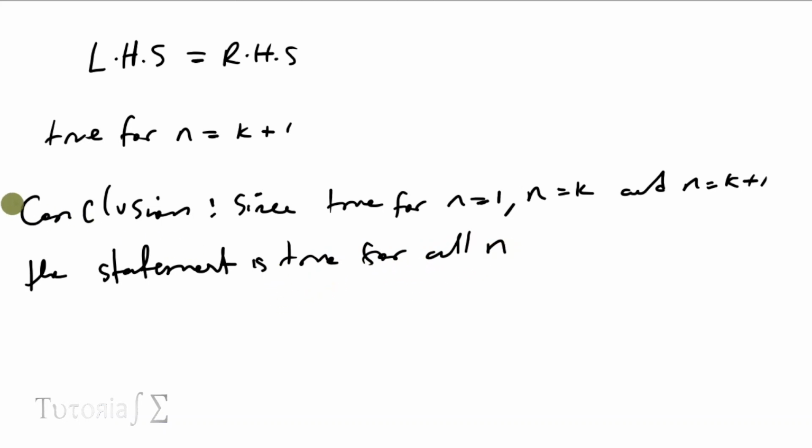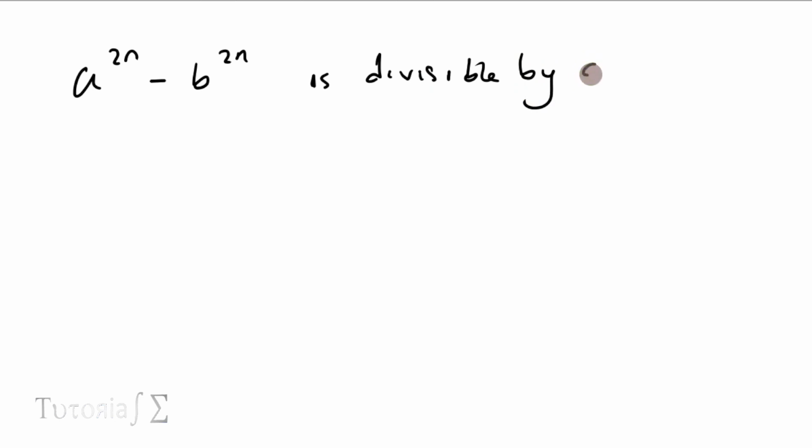Okay, now let's attempt the other question as well. So we are going to show that a to the power 2n minus b to the power 2n is divisible by a minus b. Okay, so that is what we're going to show.